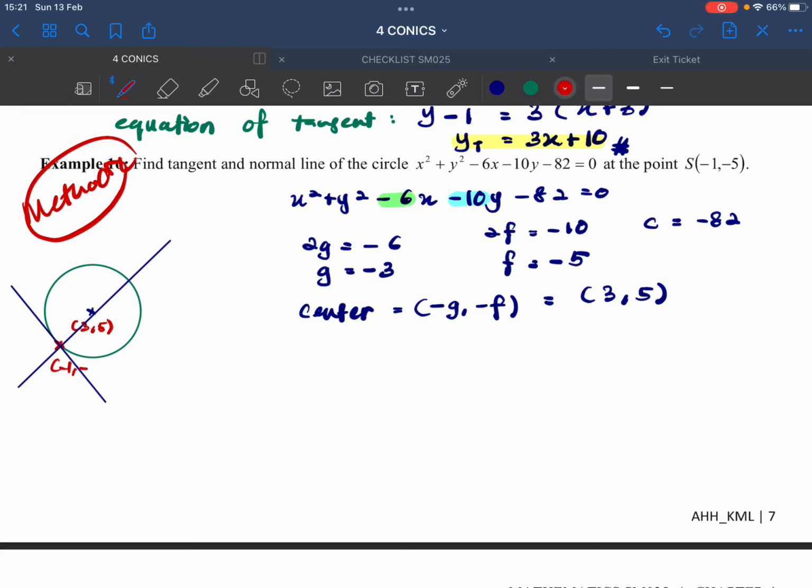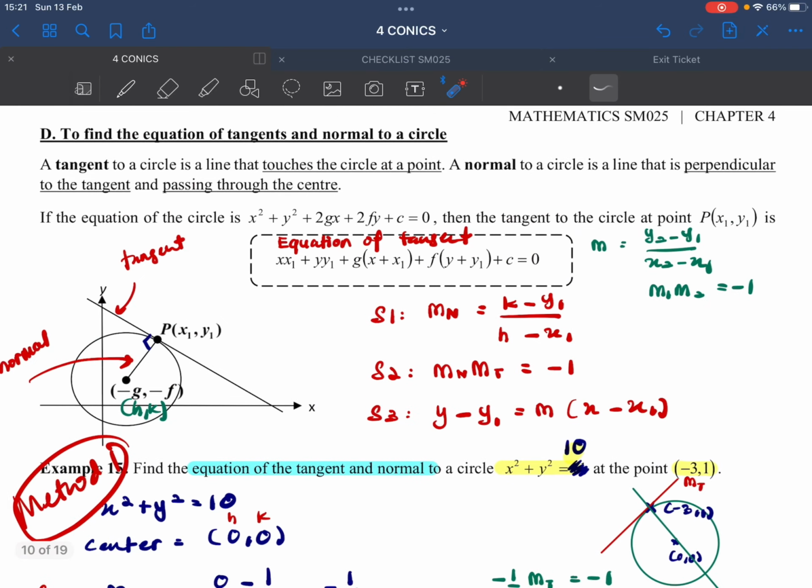It doesn't look like 90 degrees, but just assume it is 90 degrees. Okay, so they are perpendicular to each other. So this is our gradient of tangent and this is going to be our gradient of normal. The first thing we have to find here is, we are going to use this formula, we are going to find the equation of tangent first.